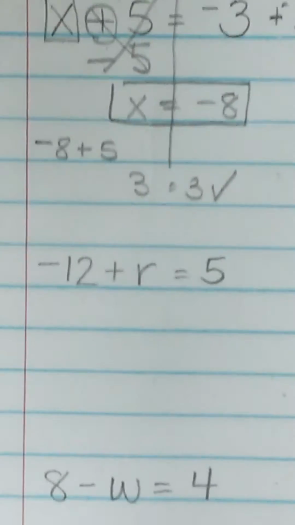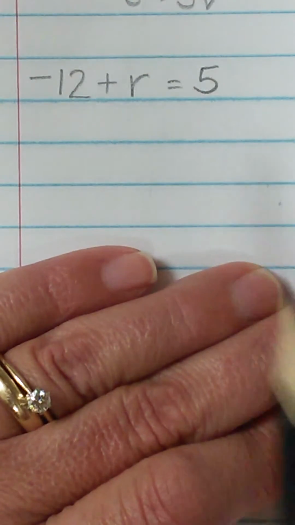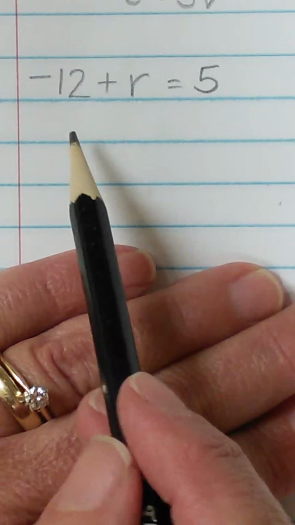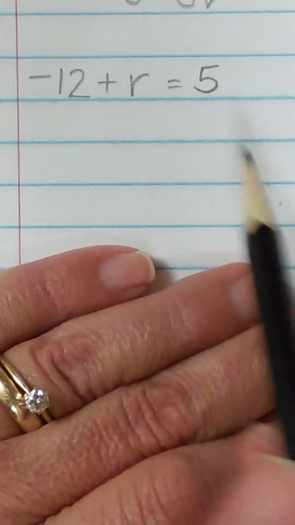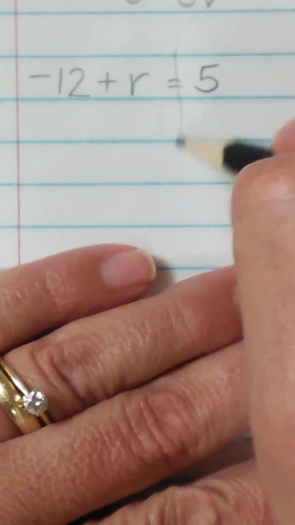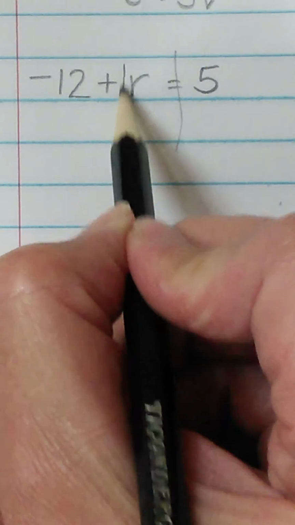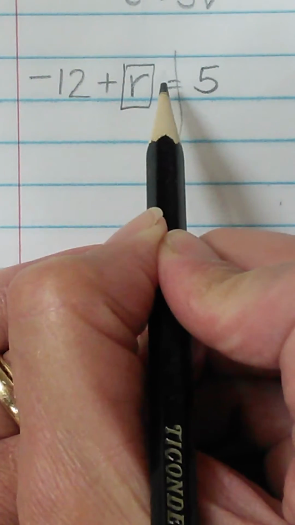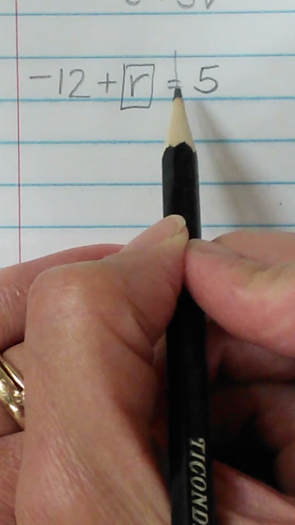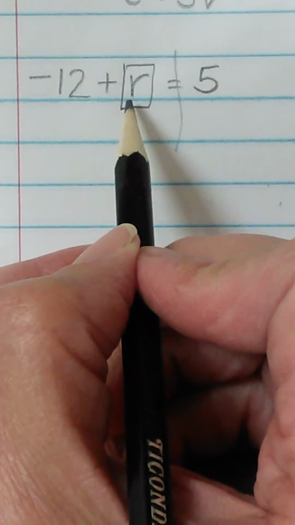Another example would be if the number started the whole problem, or it could be that the variable's on the other side. All of the same steps follow through. Do your river. Now in this case, I want to get the variable by itself, but it's not like it's r plus something. This is -12 plus r.